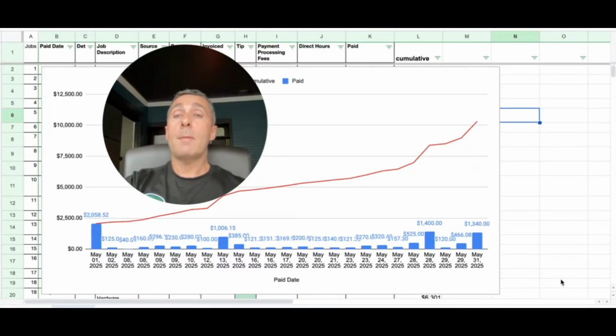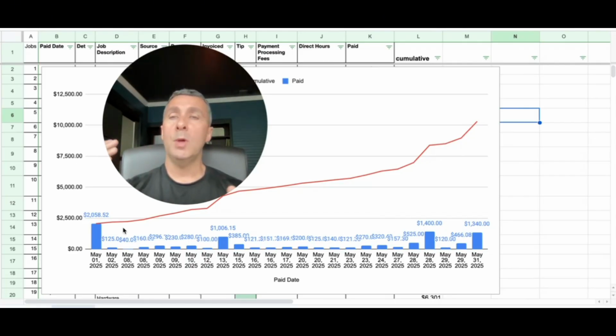All right, so let's talk about our numbers for May. The chart you see behind me here is just kind of a graphic overview. You'll see the blue bars represent the specific jobs that I did on specific days. And then the red line is the cumulative total of how much money I made. A little bit of a teaser: in the month of May, total revenue, I made about $10,000. But $10,000 isn't really $10,000, right? Once you take out all your expenses and whatnot.